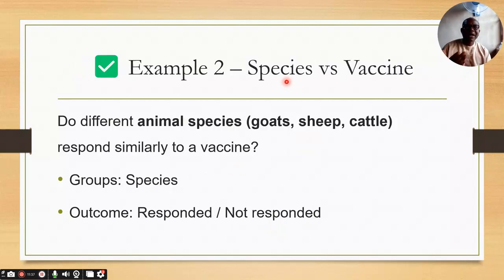Now we have an example on species versus vaccine. The question is, do different animal species like goat, sheep, cattle respond similarly to a vaccine? In this case, we have species. So you can appreciate we have the goat population, the sheep population, and the cattle population. Then we have our outcome variable, that is the category, the 2 categories: responded, not responded.